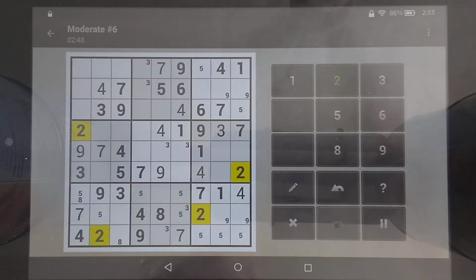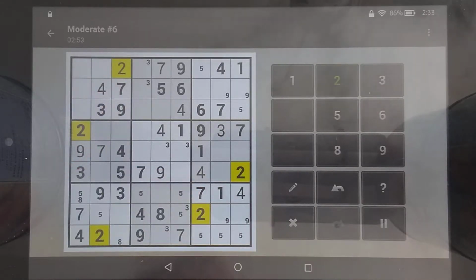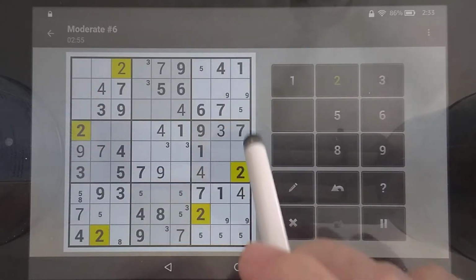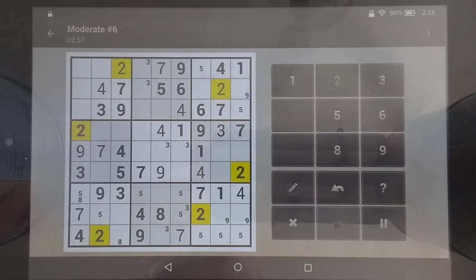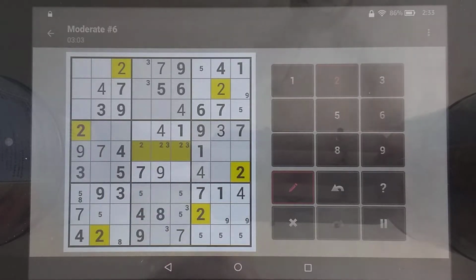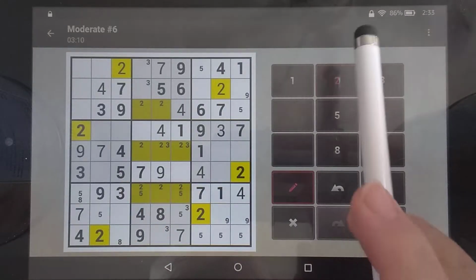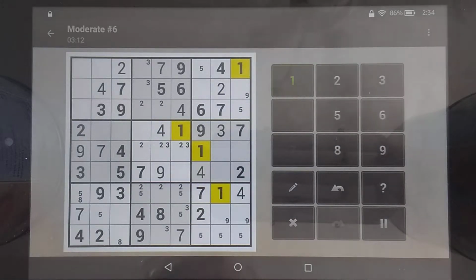To the 2s, these 2 columns are blocked, so there's the 2. These 2 columns are blocked, so there's that 2. This 2 has to be in the middle row, since the other 2 rows are taken. This 2 has to be in the bottom row, and this one has to be in the top row, but we don't know any more than that for now.